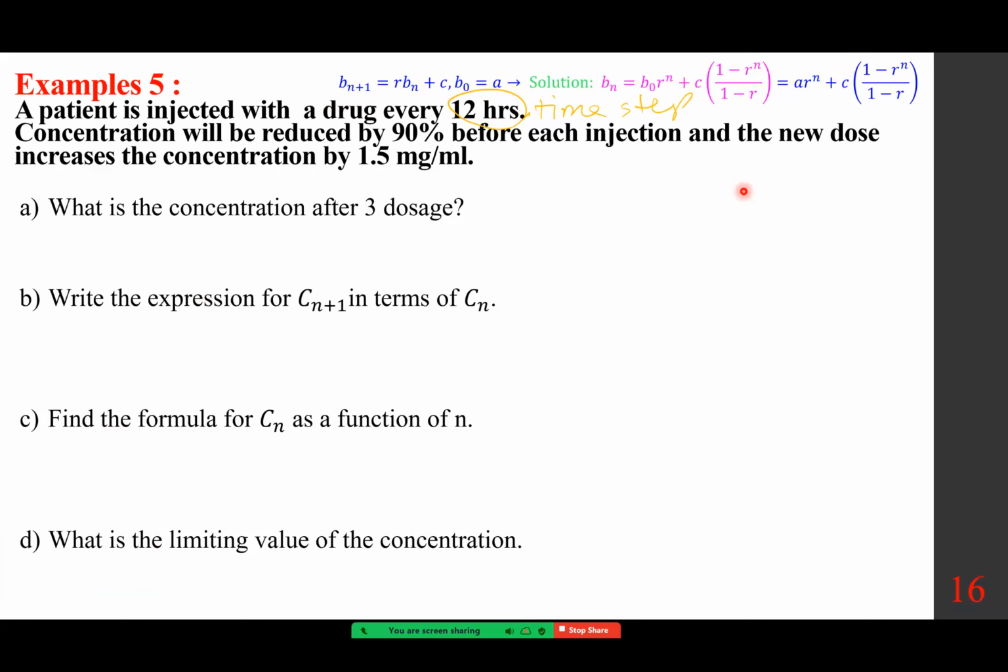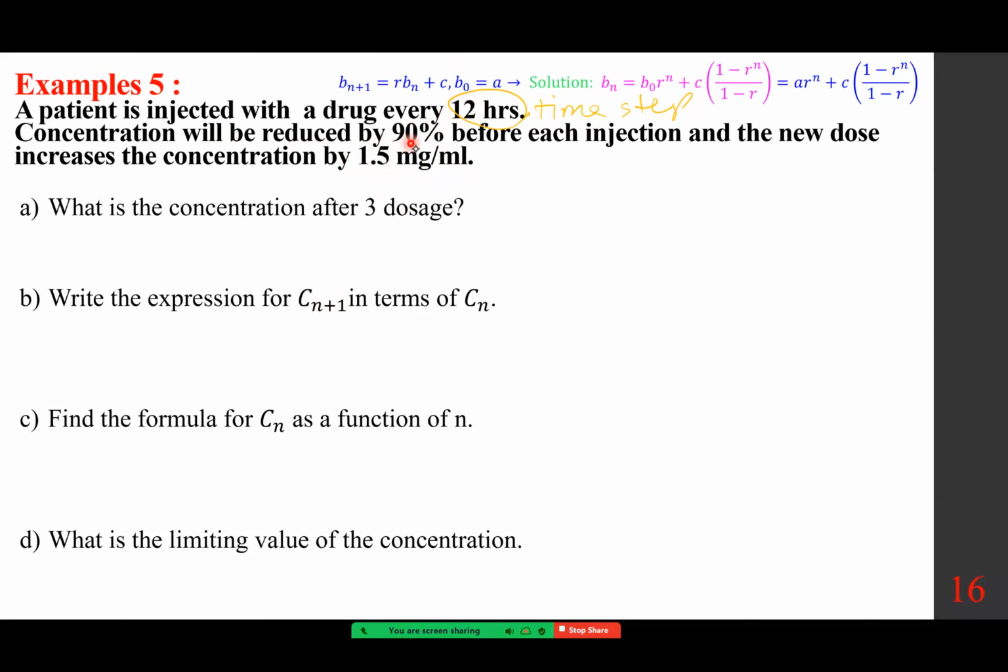Since we are dealing with the patient, by the way, if you look at part B, it says C sub n plus 1. So we're going to use C. So instead of B sub 0, we're going to say C sub 0 or A. It's 0 because we are dealing with patients. Now, we got to give 1.5 milligrams per milliliter of the injection after every 12 hours. So this is the fixed amount. This is the lowercase c. It doesn't change. Now, concentration will be reduced by 90%.